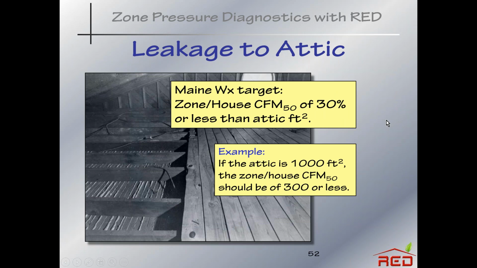This is the main target for attics. The house to zone CFM50 should be 30% or less than the attic square footage. Now this is based on different things. In other words, if the square footage of the attic is 1,000, the zone to house CFM50 should be 300 or less. 30% of the square footage or less. That's not how the Wisconsin one is, but it gives you an idea of how these targets can be formulated.